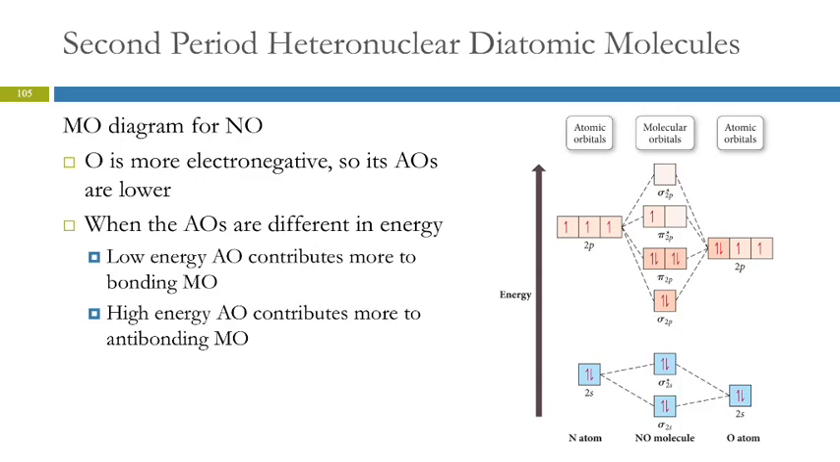What about heteronuclear diatomic molecules? So here's the MO diagram for NO. We've got a nitrogen atom and an oxygen atom. Nitrogen has an electron configuration of 2s2 2p3, and oxygen is 2s2 2p4. Oxygen's more electronegative, and so its atomic orbitals are actually a little lower in energy than nitrogen's. And so when we put these two together, it's a little unbalanced.